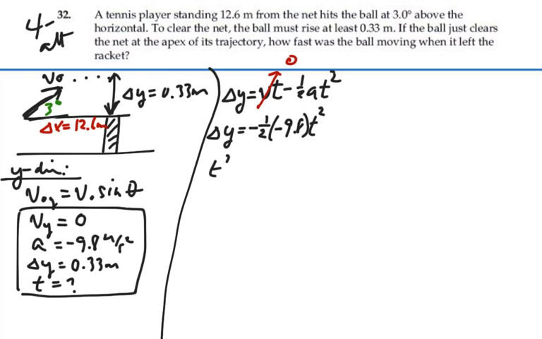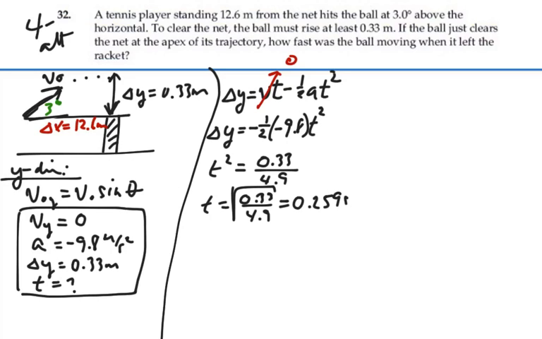So time squared is going to equal 0.33 divided by 4.9, or t is going to equal the square root of that. And that's going to be equal to 0.259 seconds. So that's the time it takes for the ball to get to the net. Good to know, because now we want to look at the x direction.